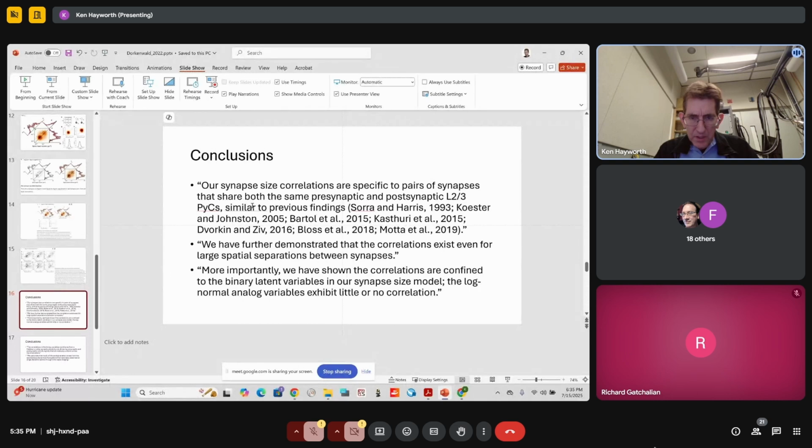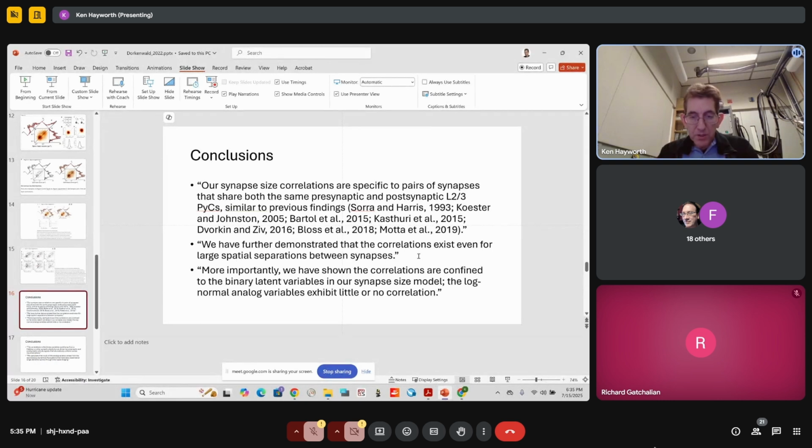I'm going to go through what they have for their conclusions. So first of all, they just summarize this. Our synapse size correlations are specific to pairs of synapses that show both the same presynaptic and postsynaptic layer 2-3 pyramidal cells, similar to these other findings. And they point out that these other findings simply had much smaller numbers, so they could not do this analysis.